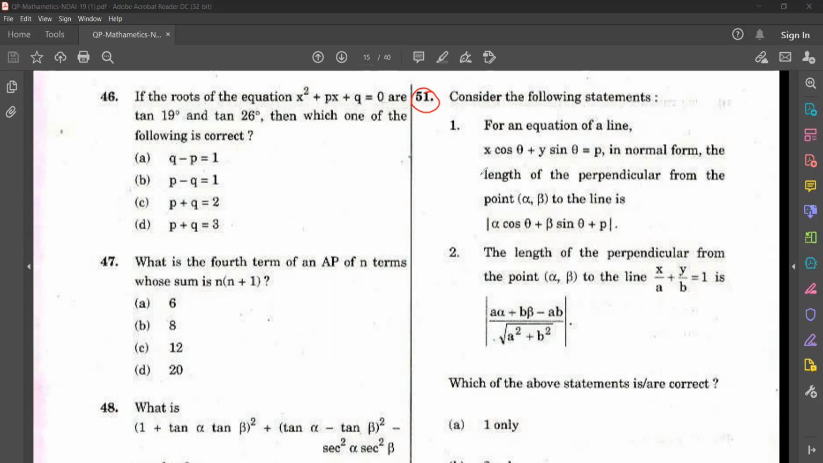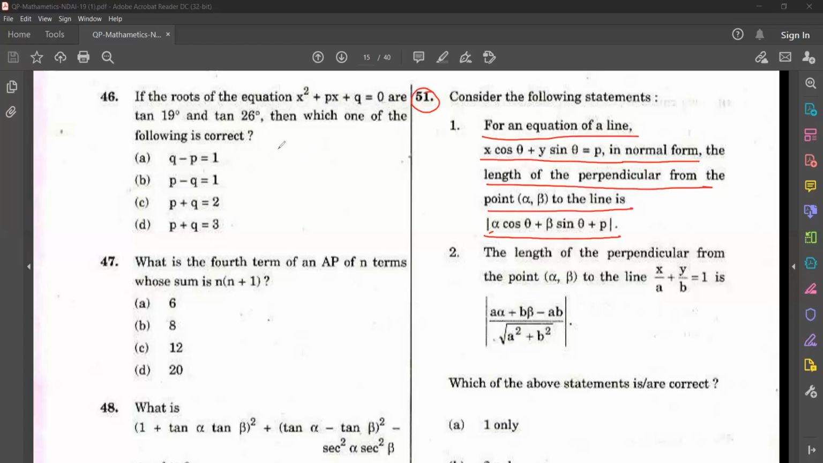Okay, so let's see. First statement. For an equation of a line, x cos theta plus y sin theta is equal to p in the normal form, the length of the perpendicular from the point alpha comma beta to the line is this one.